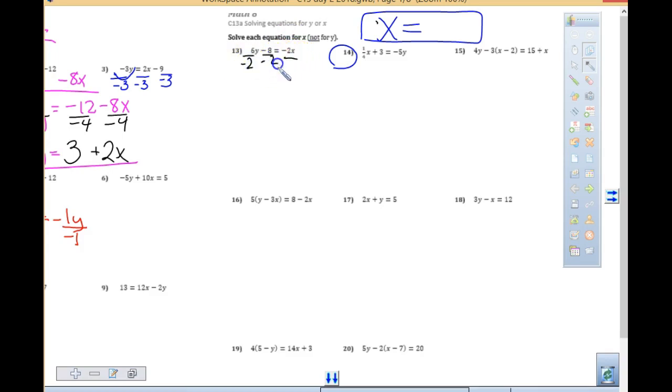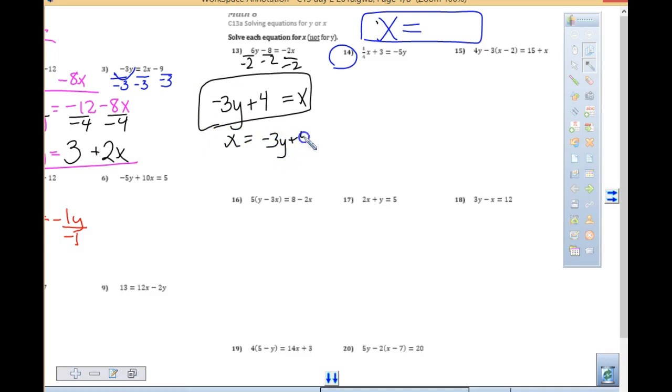So in this first problem on 13, you only have one step. You divide everything by negative 2. That leaves us back here with x equals. That was our goal. 6 divided by negative 2, you don't want to leave that. You're going to put negative 3y. Negative 8 divided by negative 2 is going to be a plus 4, and you're done with the problem. X equals. If you don't like writing the x behind it, and you like writing it in front, rewrite it and put negative 3y plus 4. Same answer.